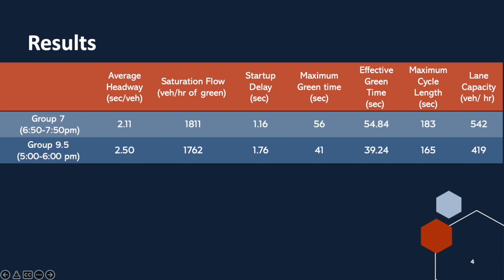This table shows a comparison of Group 7 and Group 9.5 data. As you can see, Group 7 saturated flow rate is 1,811 vehicles per hour of green, while Group 9.5 saturation flow rate is 1,762 vehicles per hour of green. They both fall in the range from 1,700 to 2,000 vehicles per hour of green.